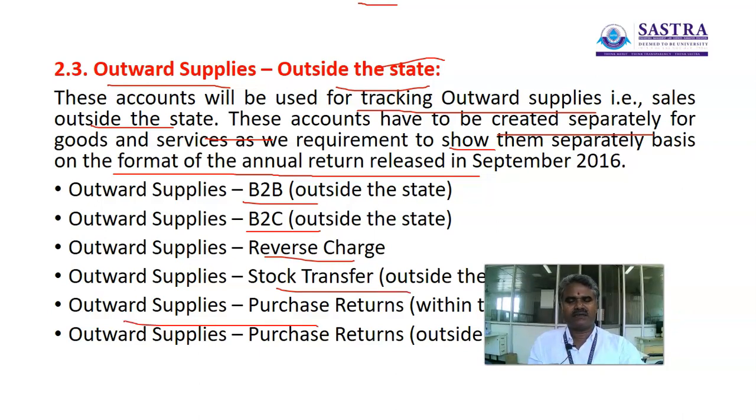Outward supply for purchase return within the state. Then outward supply for purchase return outside the state. Here both are considered outward supply regarding outside the state. You have to keep in mind both intrastate and interstate supplies. We have to pass entry. That's all.